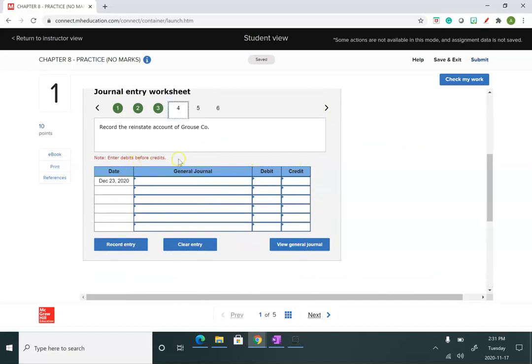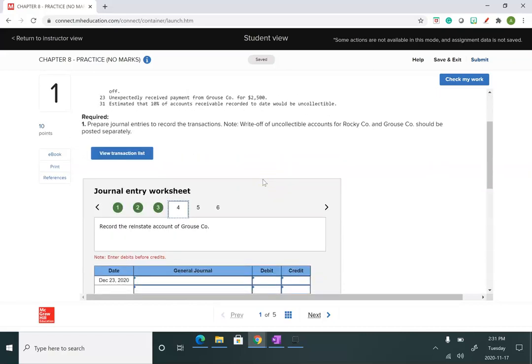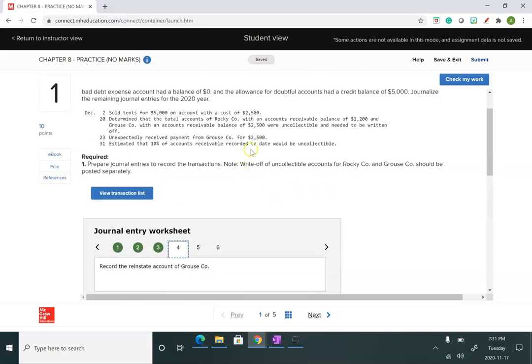And then it says record the reinstatement of Grouse Inc. So let's just see what it says. Unexpectedly received payment from Grouse Company for $2,500. So the original amount that we wrote off was $2,500. So sometimes they can pay all of it. Sometimes they might pay just a bit of it. So what we're going to do is put it back into accounts receivable and then make the payment on it.